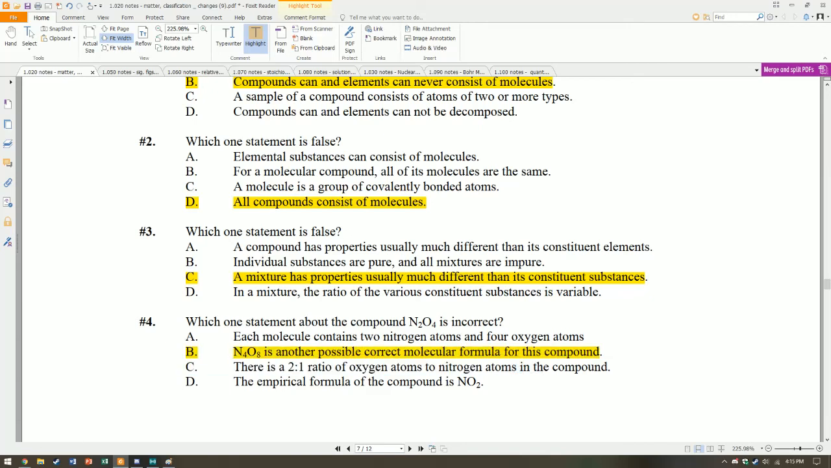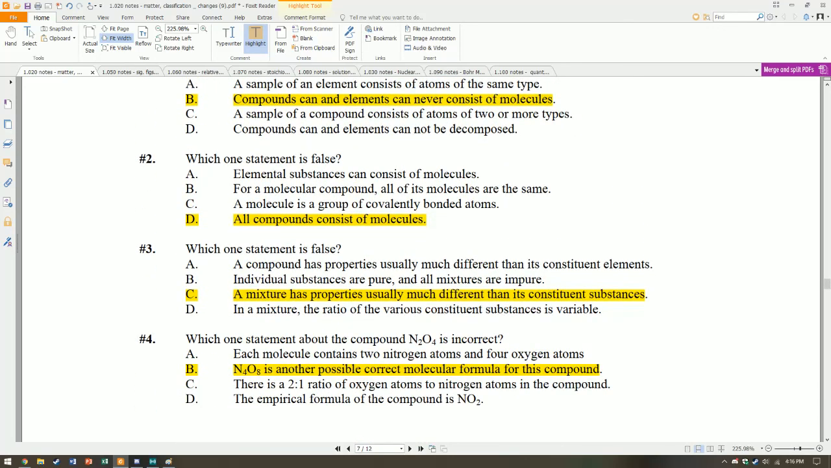Because N408 is a different molecule entirely. They all have the same empirical formula NO2. There's a 2-to-1 ratio, yep. And each molecule contains that one. N408 is not a possible molecular formula. It's another possible, I suppose, I wouldn't say empirical formula, but the ratio is also correct in that one. But it's not true, because a molecular formula has the number of elements in each molecule. So that should cover it.